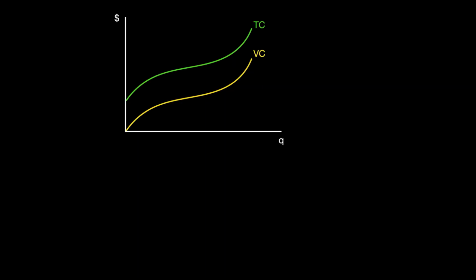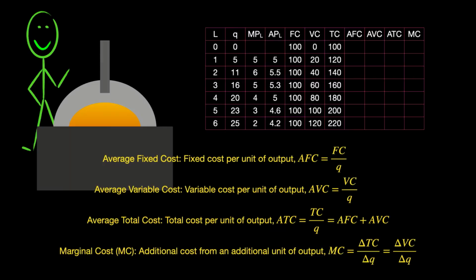Here is what the typical graph of total cost and variable cost looks like. The vertical distance between the two curves is fixed cost. This is the same at any quantity because fixed cost is fixed. That is, it does not vary with output.